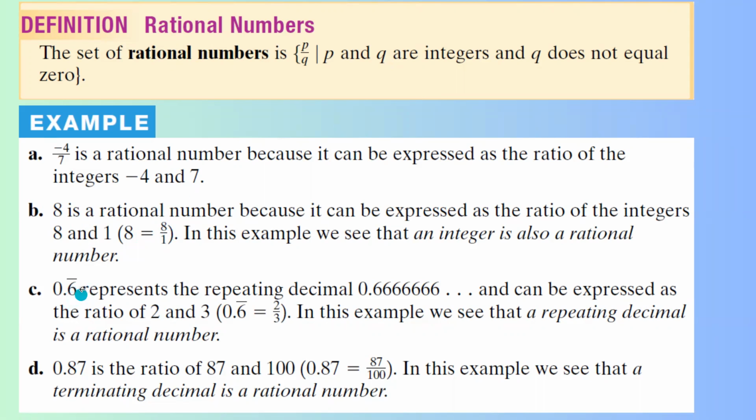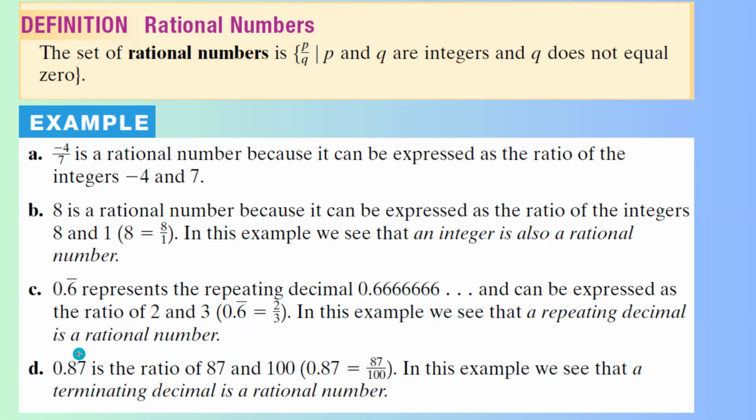The next number is 0.6 with a little bar on top of it. This one represents a repeating decimal. In expanded form, it is 0.6666, and it continues. A short form is 0.6 with the little bar on top. It is basically the definition of 2 over 3. If you divide 2 by 3, then this number appears. So since you have a fraction of two integers, 2 over 3, it is a rational number.